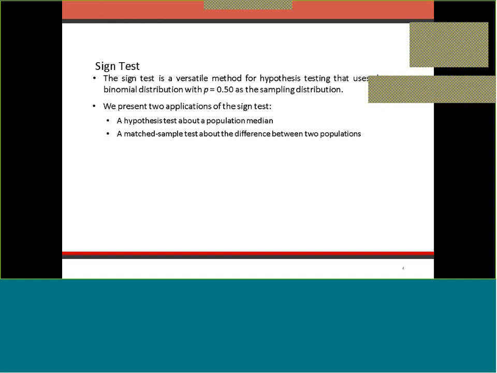One is testing about a population median. We did it in 2 cases: small sample case, that is less than or equal to 20, and large sample case, that is above 20. Similarly, the matched sample test about the difference between two populations. We are given two samples corresponding to two populations, and we have tested using the sign test. Here also we have a large sample test above 20 and a small sample test less than or equal to 20. So we did all these things.